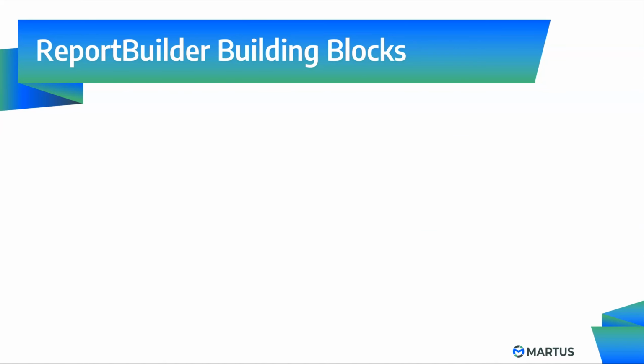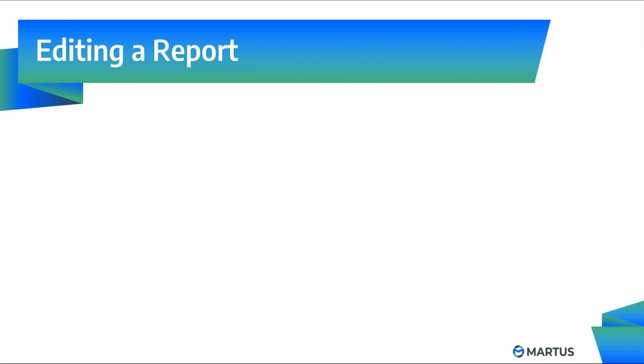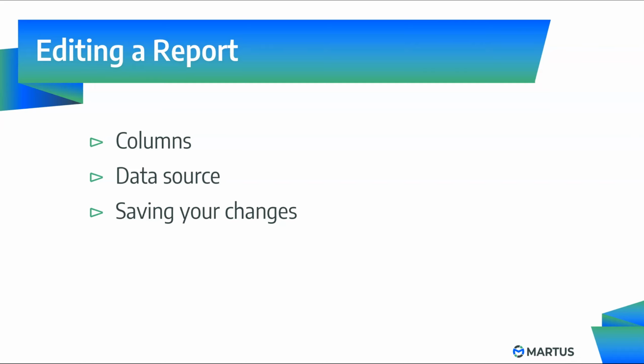So in this video, we took a look at the Report Builder building blocks, the settings in which you can control the data sources, the grouping and levels, and the filters for a report. We learned a little bit about editing a report. We added some columns, added a new data source to an existing report, and used that data source in the columns that we added. We also looked at saving our changes to this report.